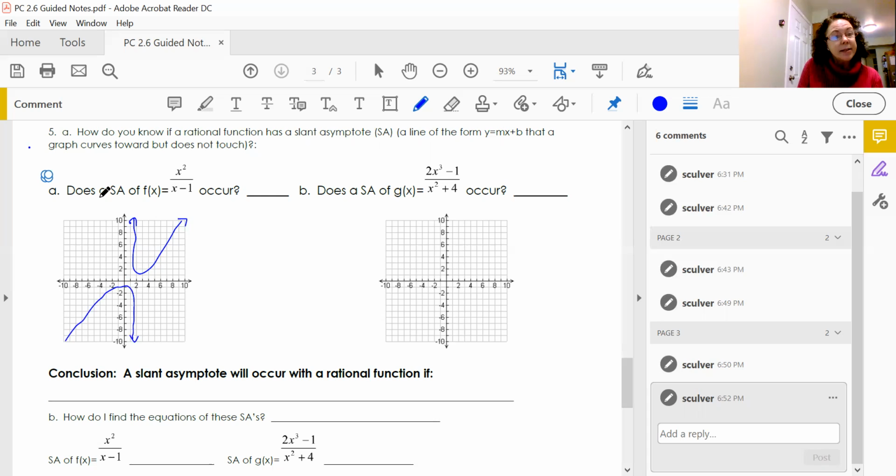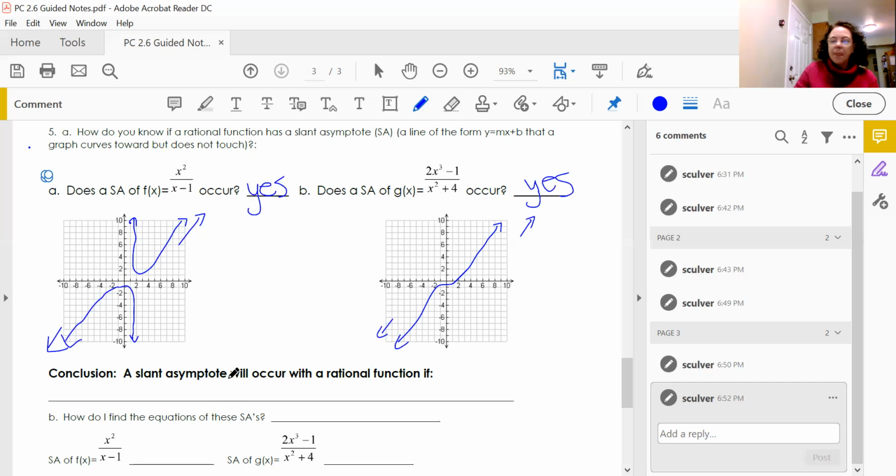So does a slant asymptote of this graph occur? We're going to say yes, it does, because it seems to be slanted on the ends. When you graph for B, does a slant asymptote of 2x cubed minus 1 over x squared plus 4 occur? When you graph that one, you find it really does slant on the ends also. And so we're going to say yes.